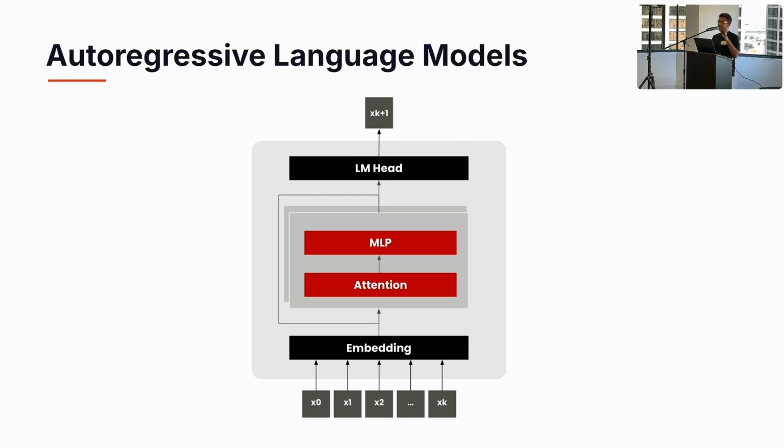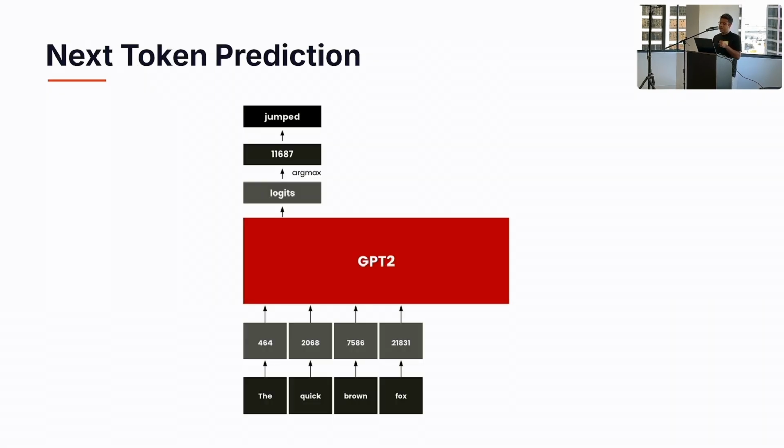Just to put that in the flesh a bit more, here's an example. Let's imagine it's GPT-2. You've got "the quick brown fox" as input. These get mapped to tokens, which then get passed into the model. And the model produces something called logits, which are basically unnormalized log values. What most people do is apply a softmax function to turn these into probability distributions. Then you can just pick the token with the highest probability and map it back to a word. So in this case, we maybe predicted token number 11687, and that maps to "jumped."